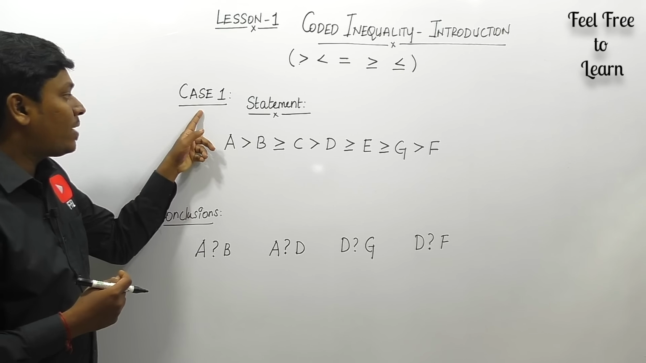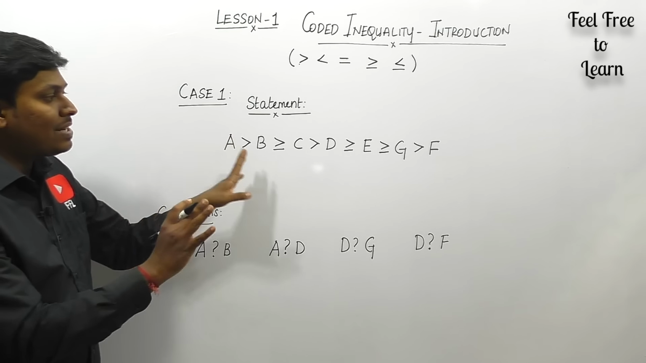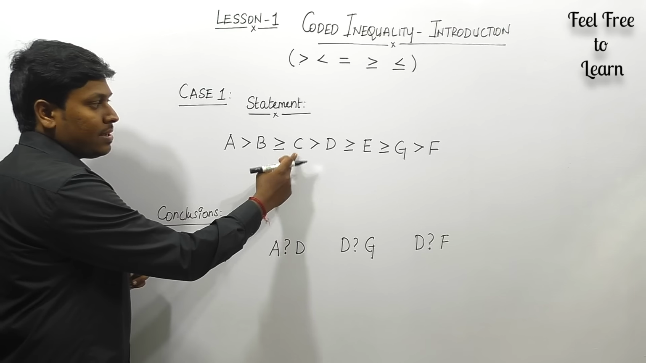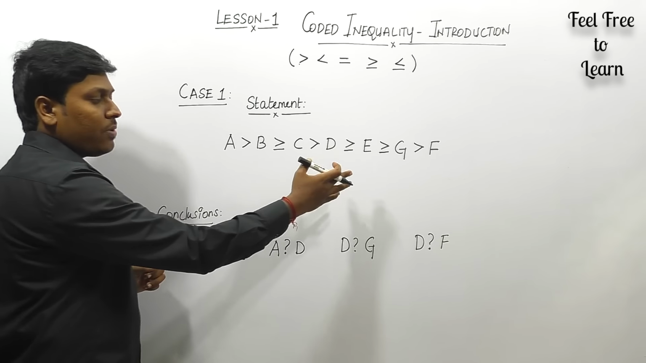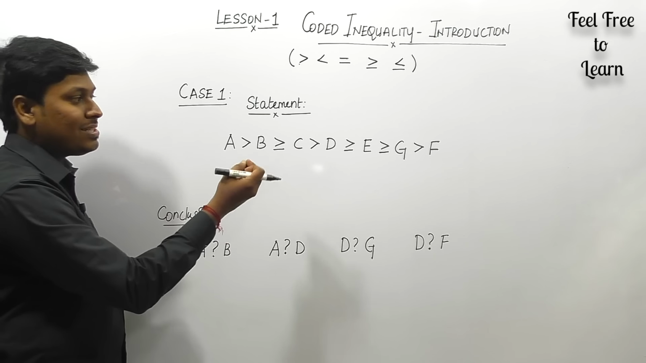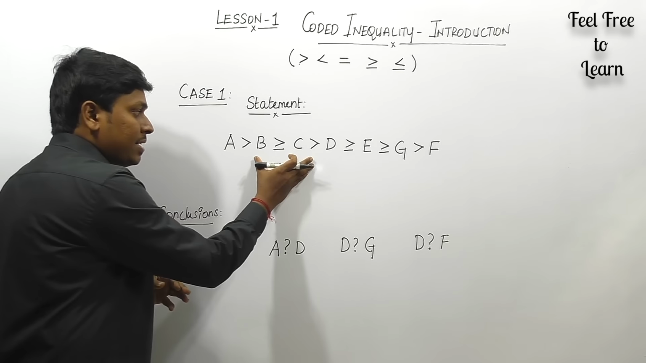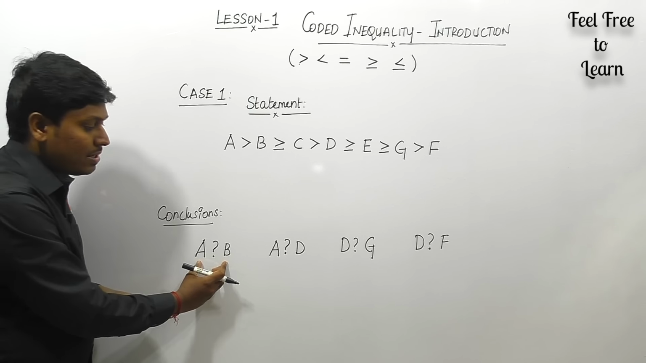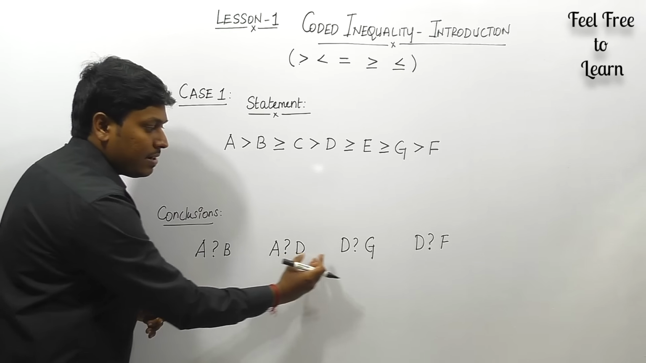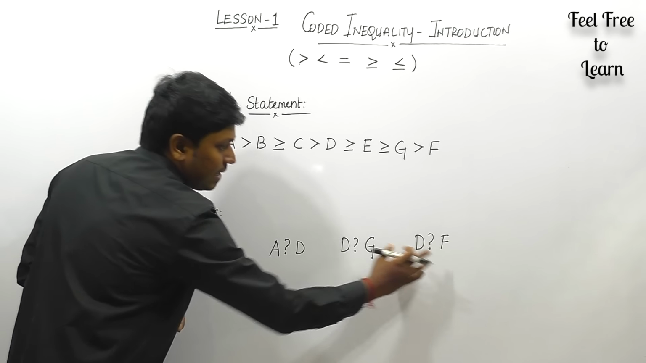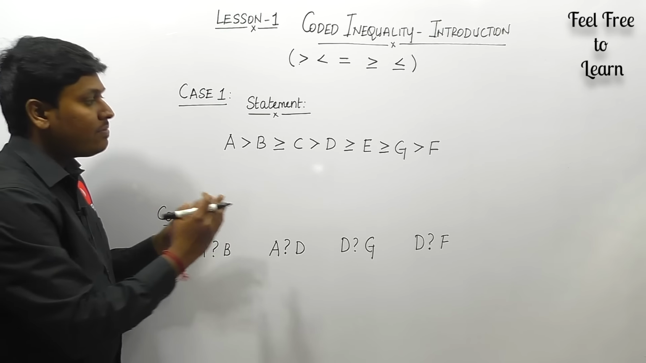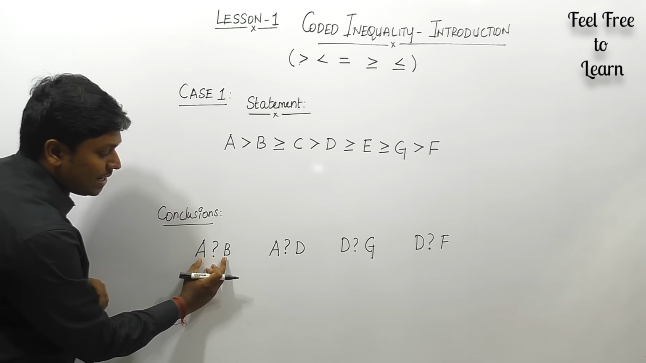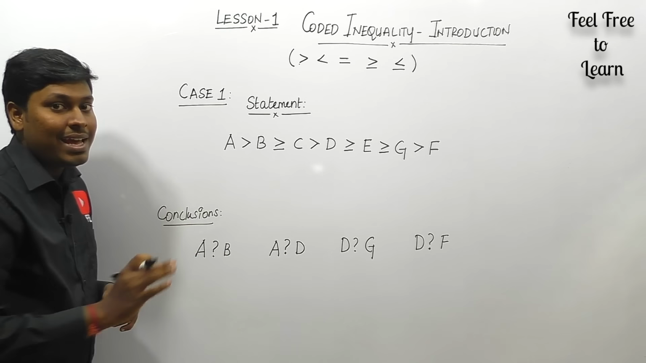So let me move on to case number 1. Assume that they have given a statement like this, that is A greater than B, B greater than or equal to C, C greater than D, D greater than or equal to E, E greater than or equal to G, and G greater than F. So by using this statement, we need to conclude what is the relationship between A and B. Similarly, the second conclusion, A and D, D and G, and D and F. It will be so interesting. So let me learn the basics slowly, right? So friends, listen here. First conclusion. We need to say what is the relationship between A and B.